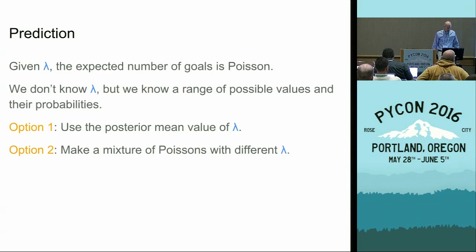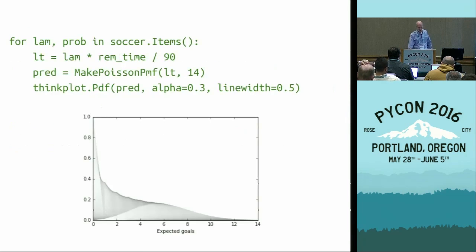However, option 2 says, you know, I don't really know what lambda is. Taking the mean is approximately right, but not quite correct. What I really should do is enumerate all the possible values of lambda and compute a Poisson predictive distribution for every possible lambda. And then I'm going to make a mixture of all those distributions. So the result is actually a mixture of Poissons, a mixture of Poisson distributions. Here is visually what that looks like.